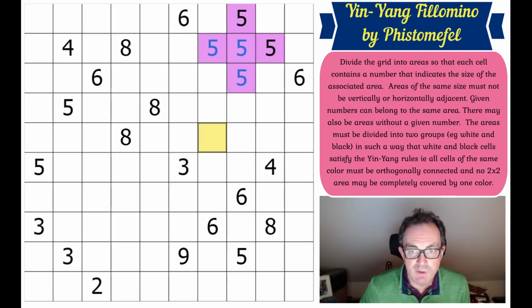Now, the trick with Fillomino is that areas of the same size must not be vertically or horizontally adjacent. So what that means is that this cell, for example, could not also be part of a region of size 5. So if I try and create another region of size 5 there, this puzzle is now broken, because that's a size 5 region here attaching to another size 5 region there.